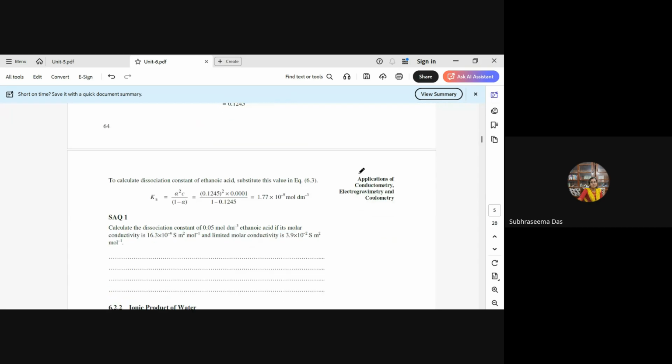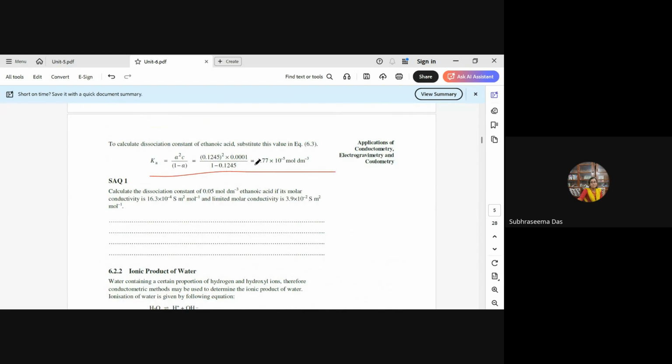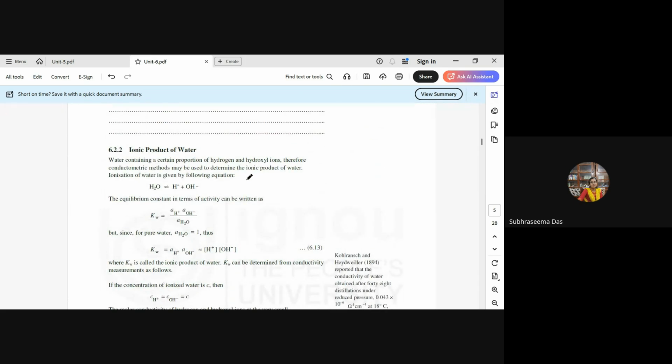So to calculate the dissociation constant Ka, we can use the formula alpha square C by 1 minus alpha. So this is some of the general basic equations. Then coming to the ionic product of water. To know the ionic product of water, we see the dissociation of water to H plus and OH minus, and the equilibrium constant is Kw equal to a_H+ into a_OH- over the activity of water.